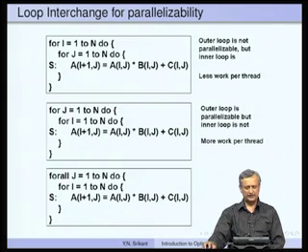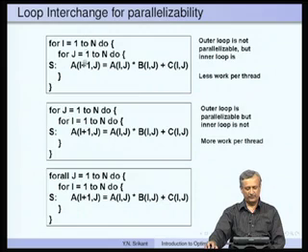Then there is a transformation called loop interchange. Let us look at this particular loop: I equal to 1 to n, j equal to 1 to n, a[I+1, j] is a[I, j] * b[I, j] + c[I, j]. In this case, the outer loop is not parallelizable.